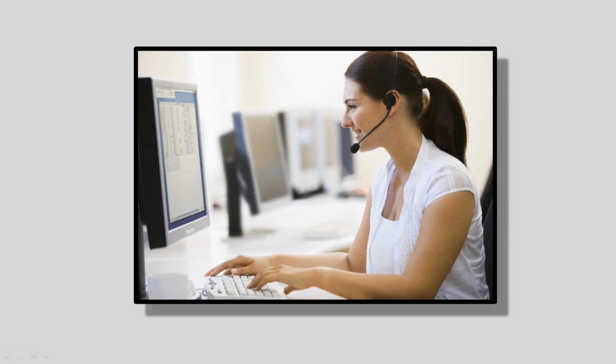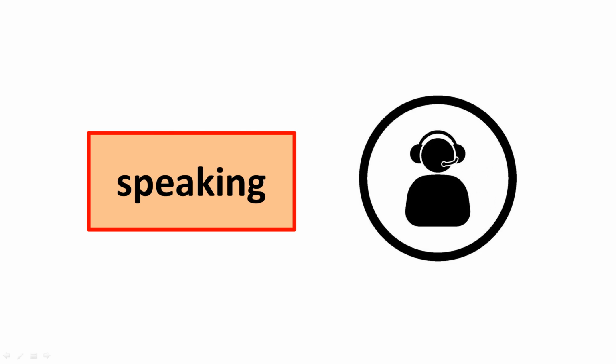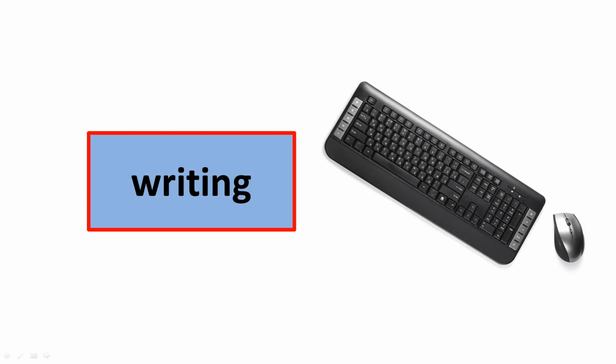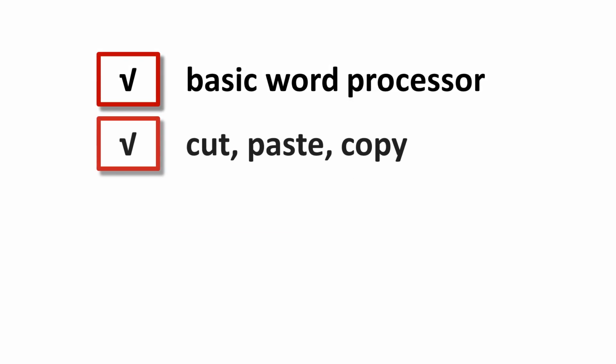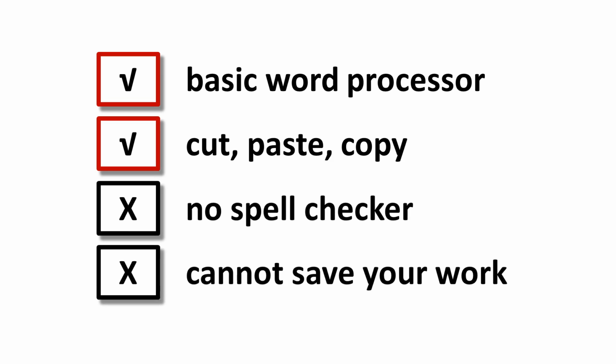You will complete all tasks on a desktop computer. For the reading and listening questions, you will select your answers with a mouse. For the speaking tasks, you will speak into a microphone on a headset. For the writing tasks, you will type your 2 essays using a basic word processor that has cut, paste, and copy functions. There is no spell checker. You cannot save your work.